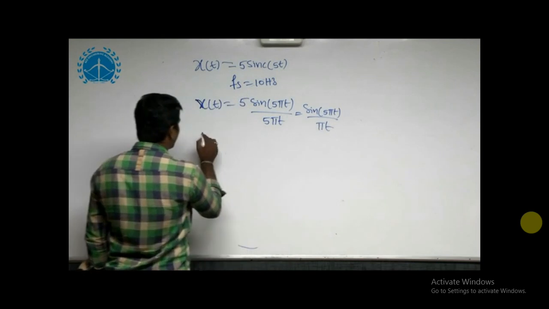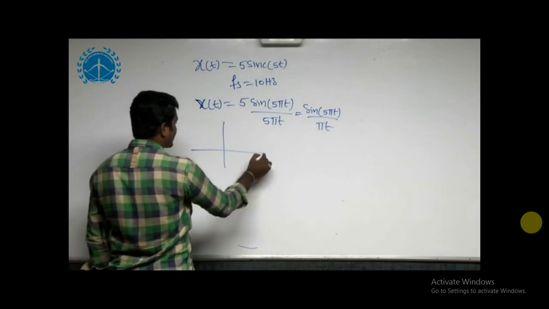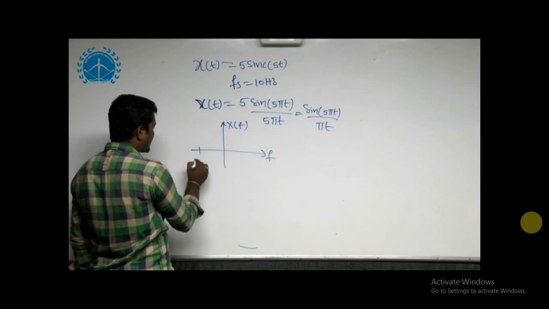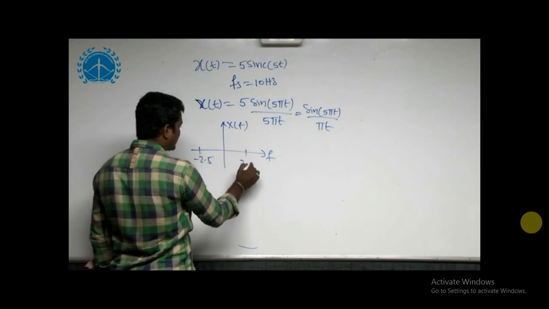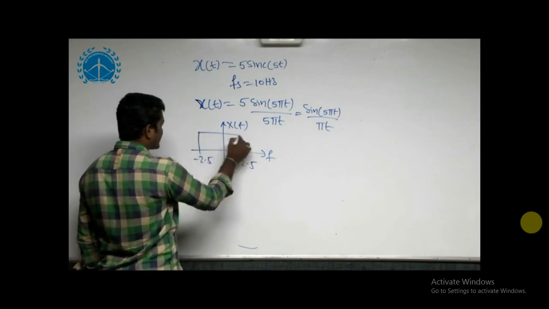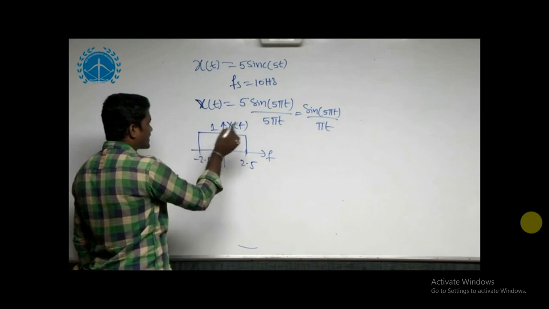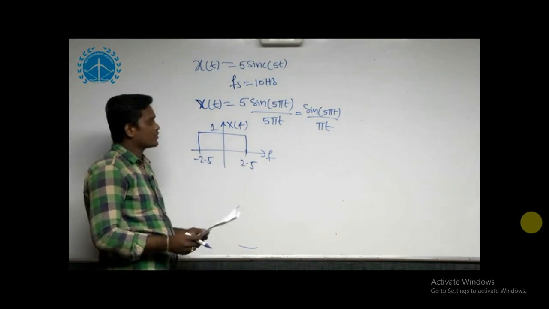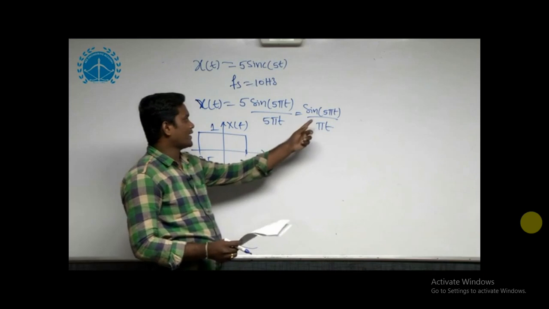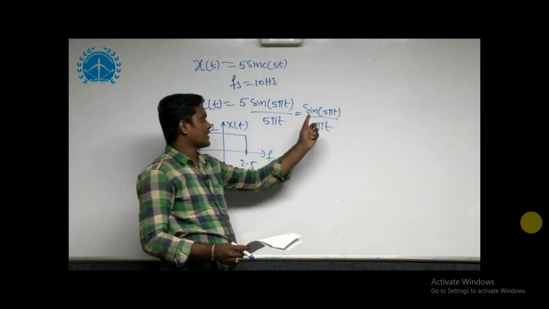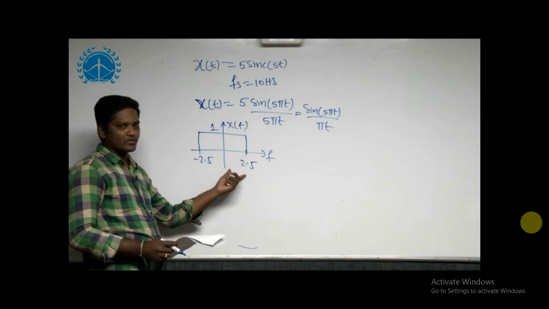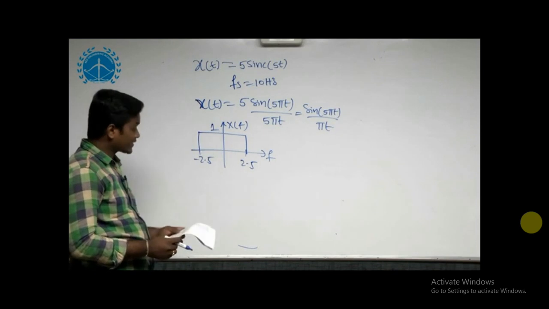So what is the Fourier transform of this one, capital X(f)? Sin at by πt is like a rectangular function of ω by 2a. So the ω is 5π, a is 5π. So in the f domain, from minus 2.5 to plus 2.5, with amplitude 1, this is capital X(f).